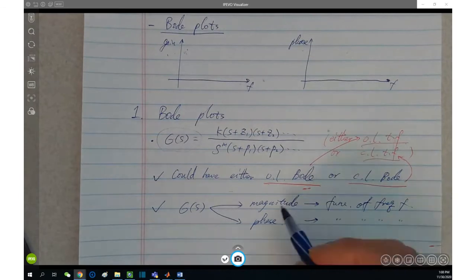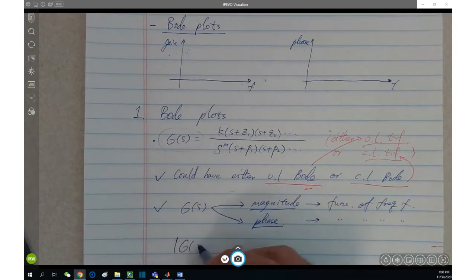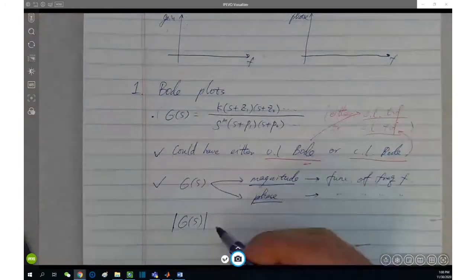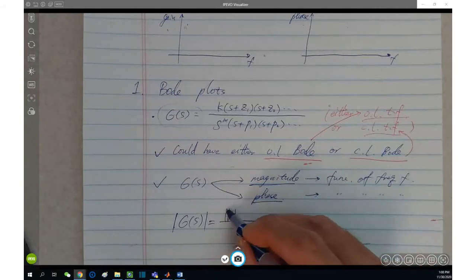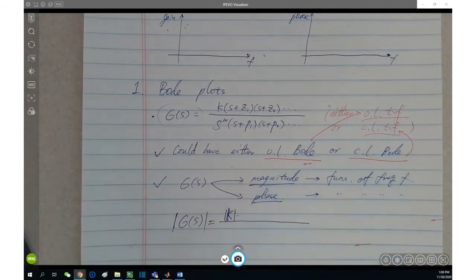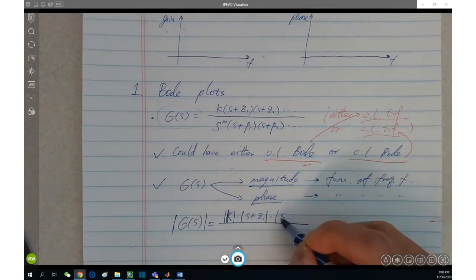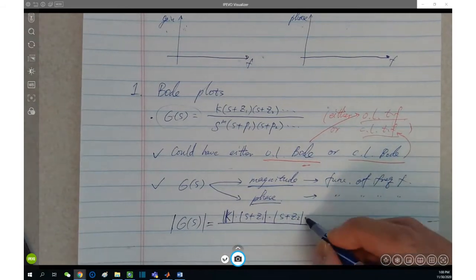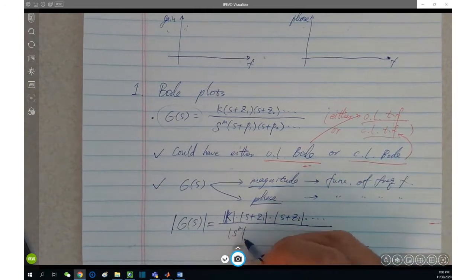First of all, let's talk about the magnitude. How do we come up with the magnitude? It's very simple. The magnitude of the transfer function, once again, whether it is an open loop or closed loop transfer function, basically just equals the magnitude of the gain K, times the magnitude of the first fraction, times the magnitude of the second fraction, and times more if there are more. The denominator is similar: the magnitude of each term.